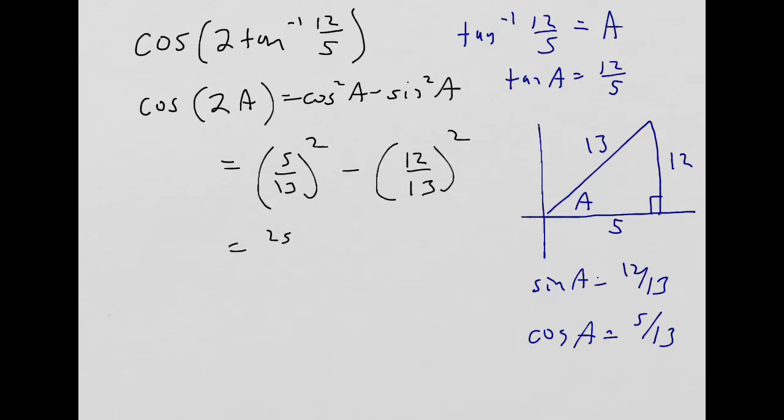So we get 25 over 169 minus 144 over 169. They do have the same denominator, so we can just subtract the numerators. 25 minus 144 is negative 119, all over 169.